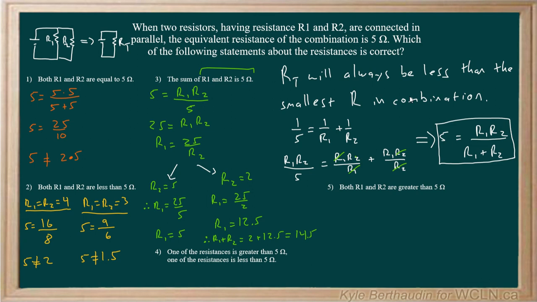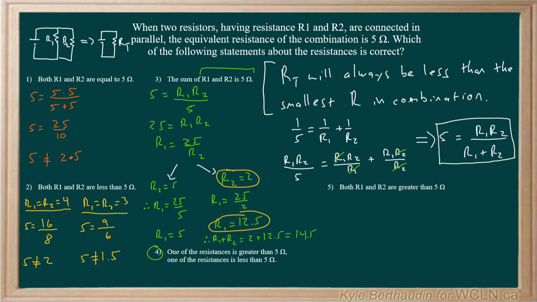This also explains away statement number 4, which says that one of the resistances is greater than 5, for example, this 12.5 here that we found, and one of the resistances is less than 5, which is, say, this 2 that we found. We just showed that that is not possible. So we come to our final statement. Both R1 and R2 are greater than 5. And this is true based off of the statement that we made at the very start.